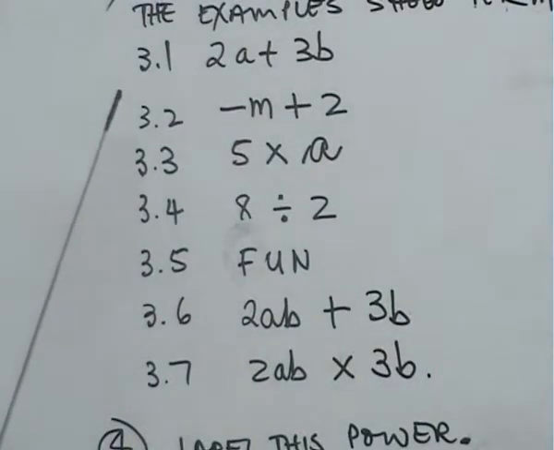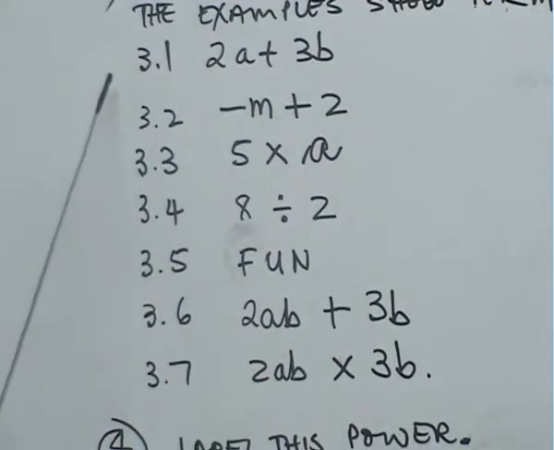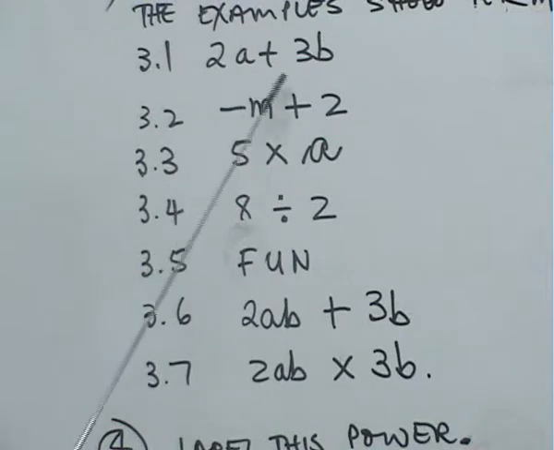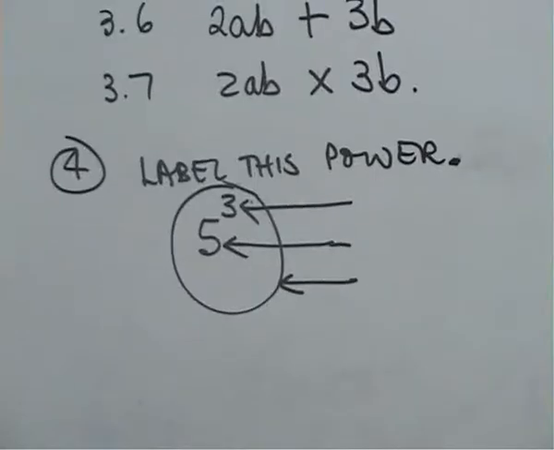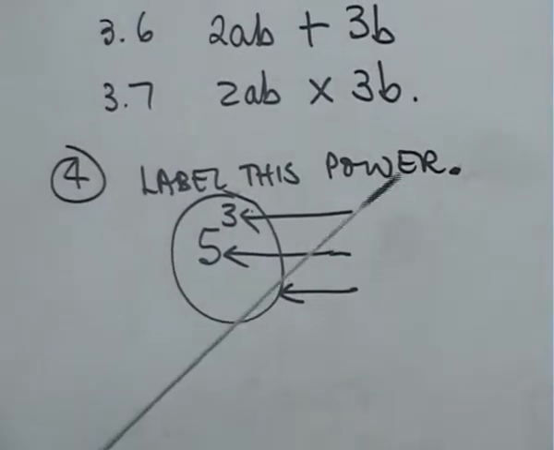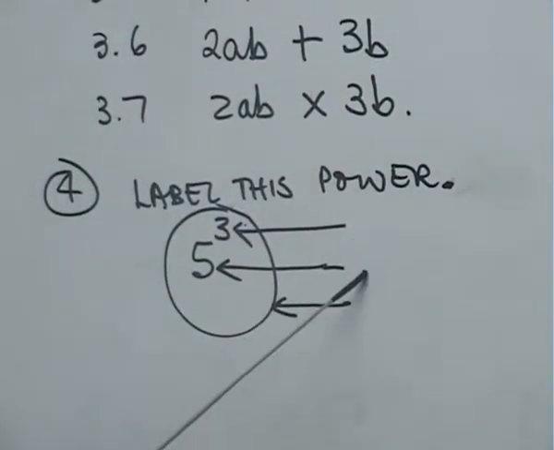Number three, in the following examples, say whether the examples show terms or factors. All right, so we want to know whether you have terms or factors in each of these examples. 3.1, 2a plus 3b. 3.2, minus m plus 2. 3.3, 5 times a. 3.4, 8 divided by 2. 3.5, fun. 3.6, 2ab plus 3b. 3.7, 2ab times 3b. In number 4, you've got to label this power. Put in the label there, and there, and there.